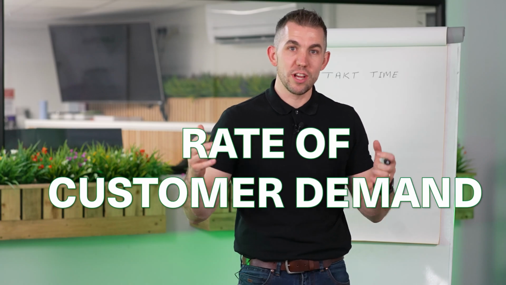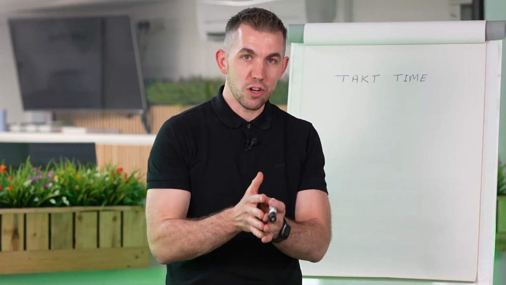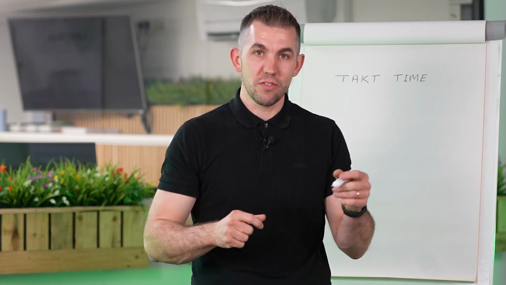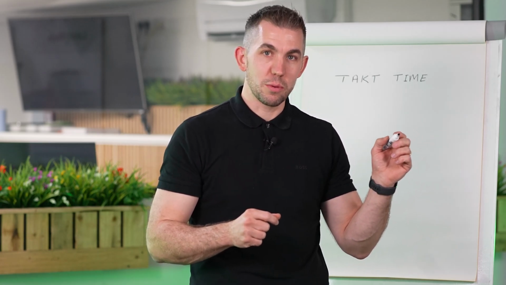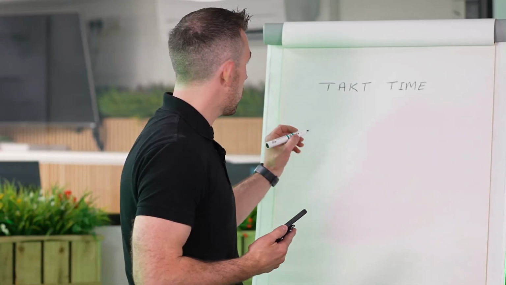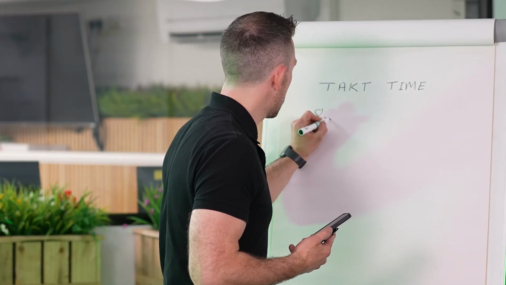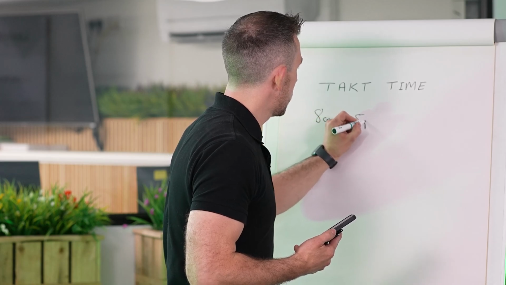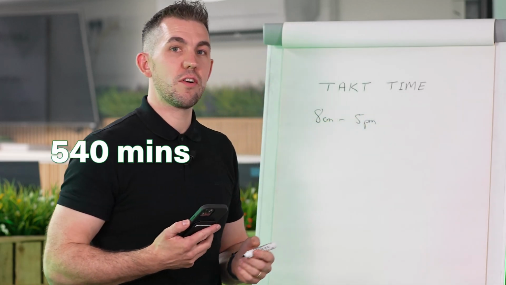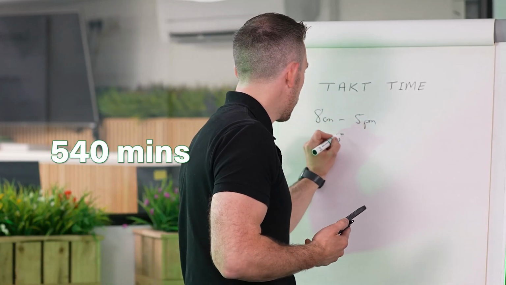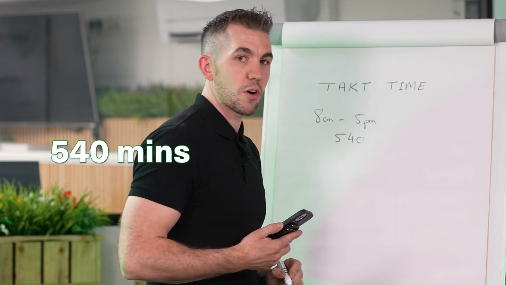Takt Time is the rate of customer demand. If our customer demands 100 chairs per week, for example, then that's 20 chairs per day. If we divide the number of minutes per day by 20 chairs, that gives us our Takt Time. For example, our working hours at our company are 8 AM to 5 PM. So that's 540 minutes in a working day.